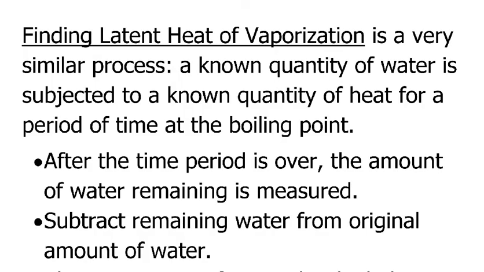All right, so really quick, we're going to go through this. How would you find the latent heat of vaporization? So this requires boiling. Basically, you need a controlled situation in a controlled container where you can get the water boiling, and have a way of measuring the mass of the water while it's boiling, and essentially pick an arbitrary time period. All right, we'll just go through the process. So you have a known quantity of water being subjected to a known quantity of heat for a period of time at its boiling point. So it has to already be boiling.